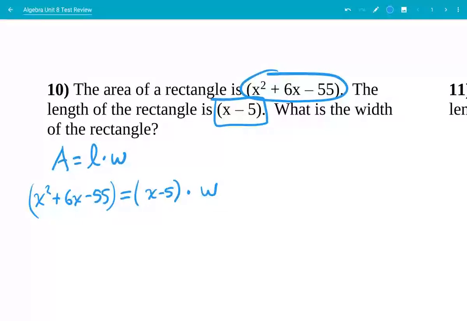So you can factor this big piece. You can factor the trinomial here, like I just did. And you'll know that you have it right when one of your factors is that.